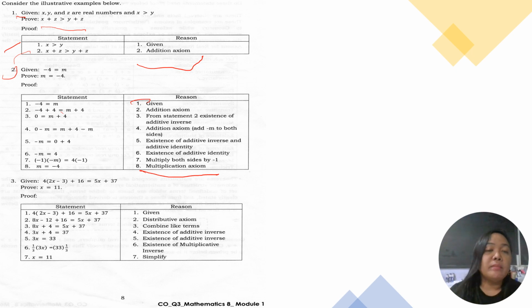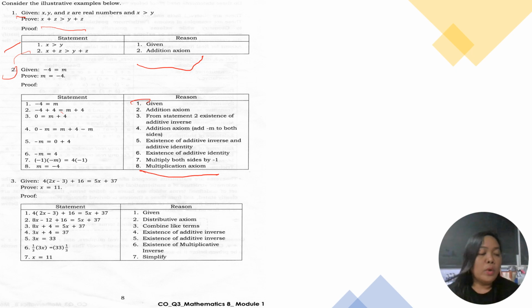So, shall we make statement number 1? We will get statement number 1 again from the given. So, copy the given. 4 times quantity 2x plus 3 plus 16 equals 5x plus 37. So, reason? Given. Yes. Then we will make statement number 2. From statement number 1, all you need to do is to apply distributive axiom.